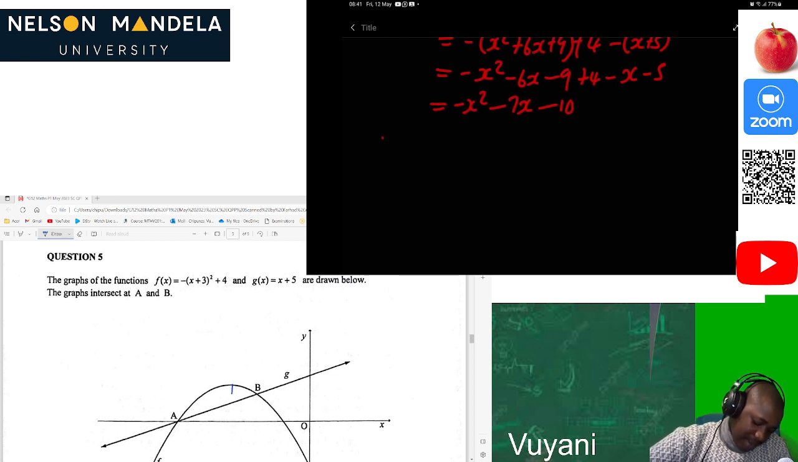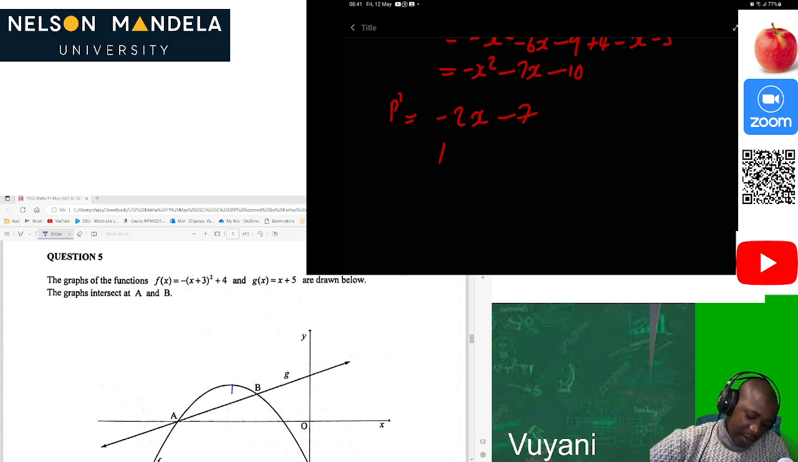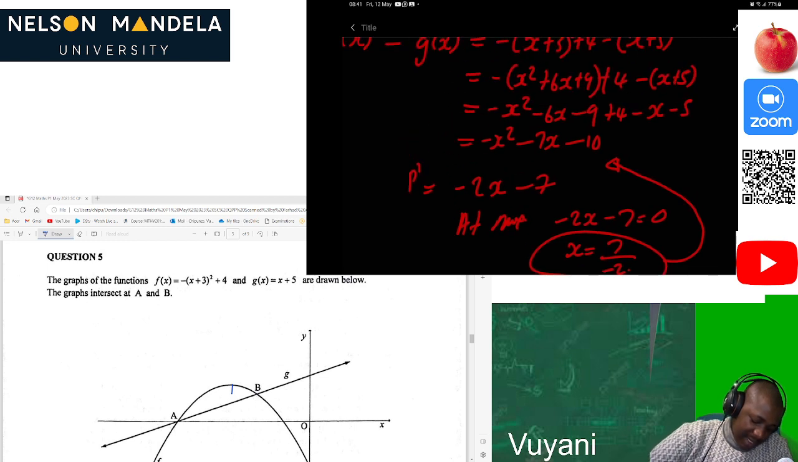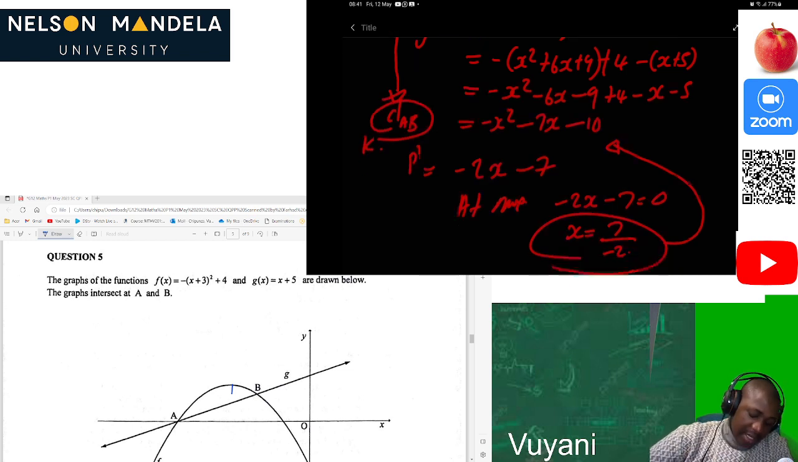Now we know that at maximum, we must find the derivative. So this will be negative 2x minus 7. At maximum, negative 2x minus 7 is equal to 0. Then x will be 7 over negative 2. Then we substitute this x value so that we can get this distance here, because this distance AB, which is also the same as k, is the maximum distance.